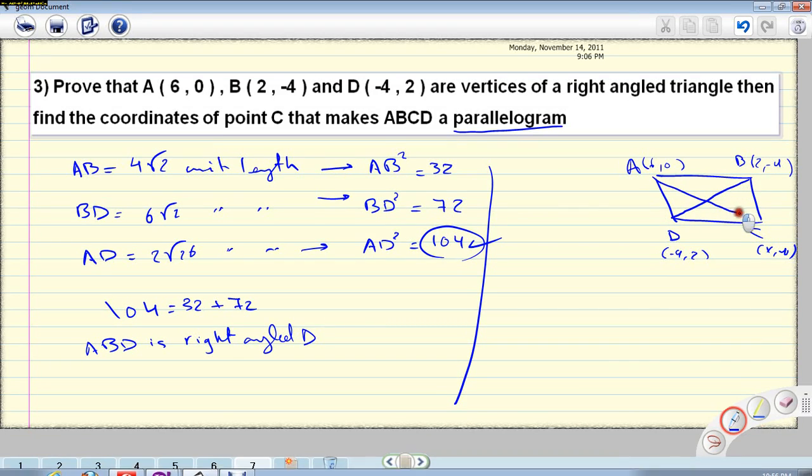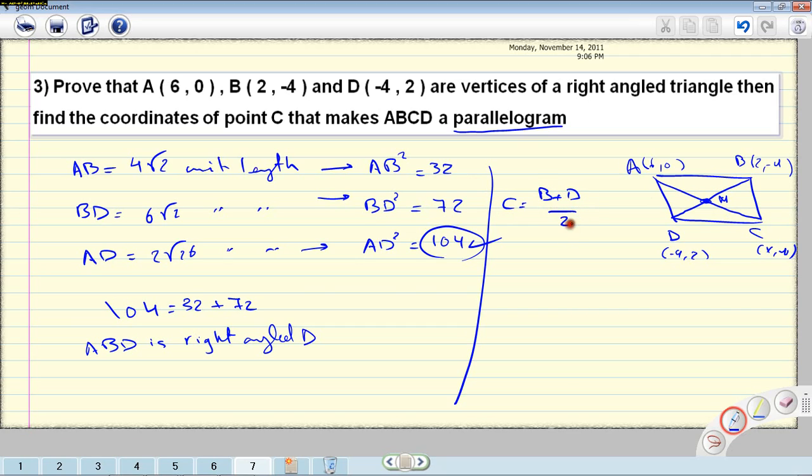The diagonals in the parallelogram bisect each other, so I'm gonna find the midpoint of BD, which is this M, and it is the midpoint of AC also. So M equals B plus D over 2. Few students did such questions. I'm gonna add 2 plus -4 over 2, which is -1, and -4 plus 2 over 2, it's also -1. Sorry, it's not C, it's M. This is M, -1 and -1.